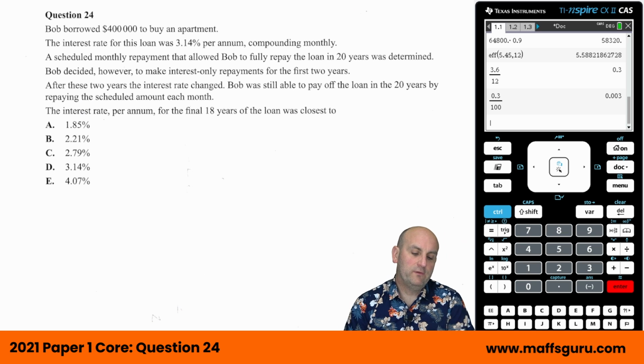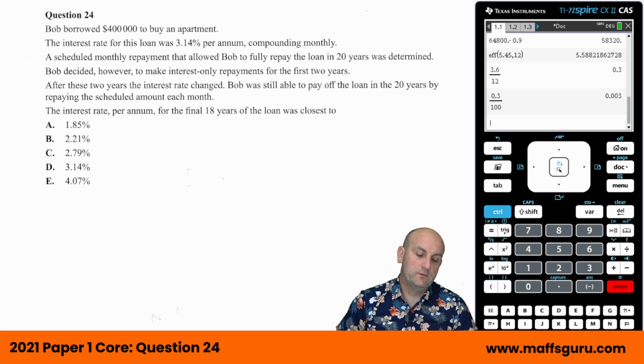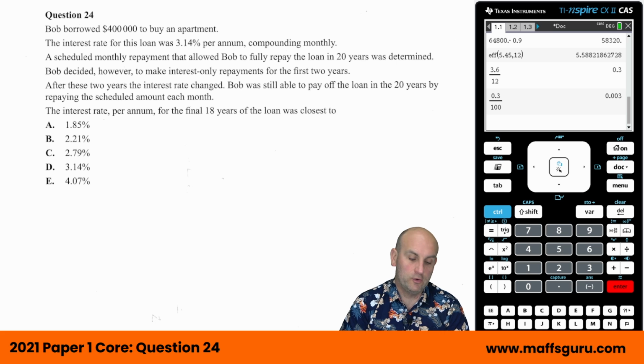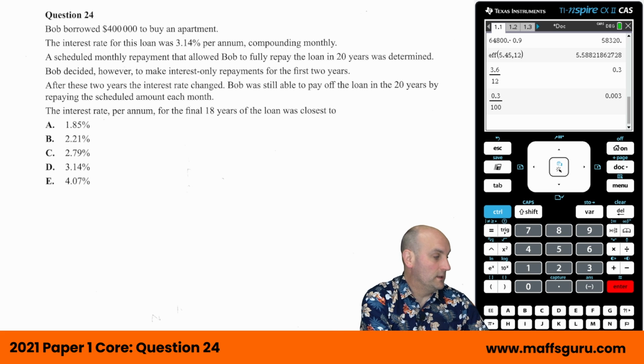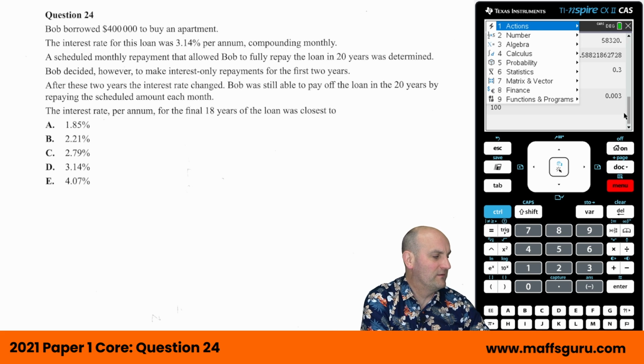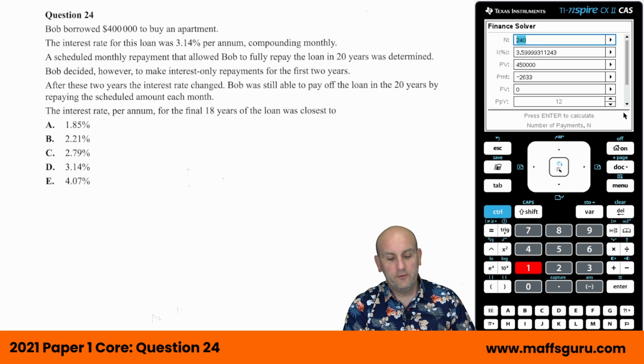Bob borrowed $400,000 to buy an apartment. The interest rate for this loan was 3.14% per annum compounding monthly. A scheduled monthly repayment allowed Bob to... This question was awesome. Again, you may disagree. I'm so sorry, because it was a bit of a trick.